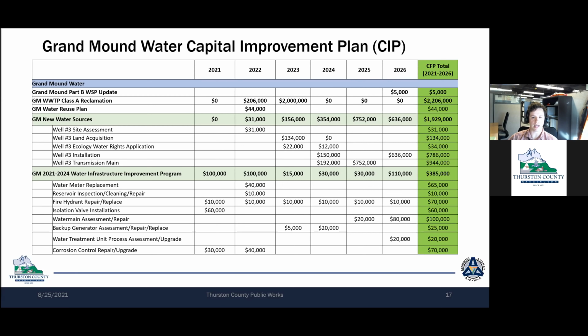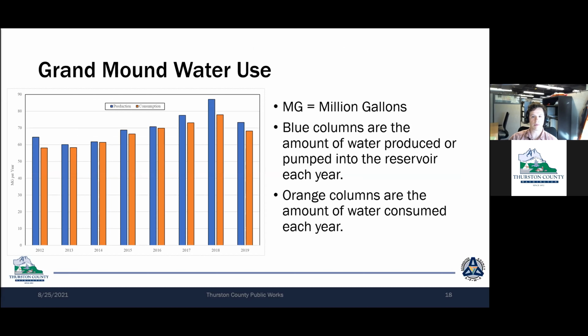As you can see in this table, the capital improvement plan allows for the exploration of a third well for this utility, as Grand Mound is a growing system. Now we will go over water use for the Grand Mound water system.